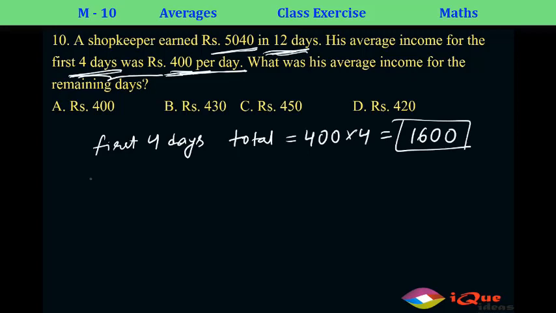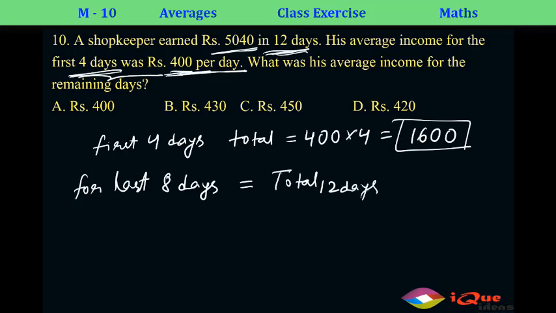Alright. So that means for last 8 days, his earning would be total for 12 days minus total for first 4 days. Right.